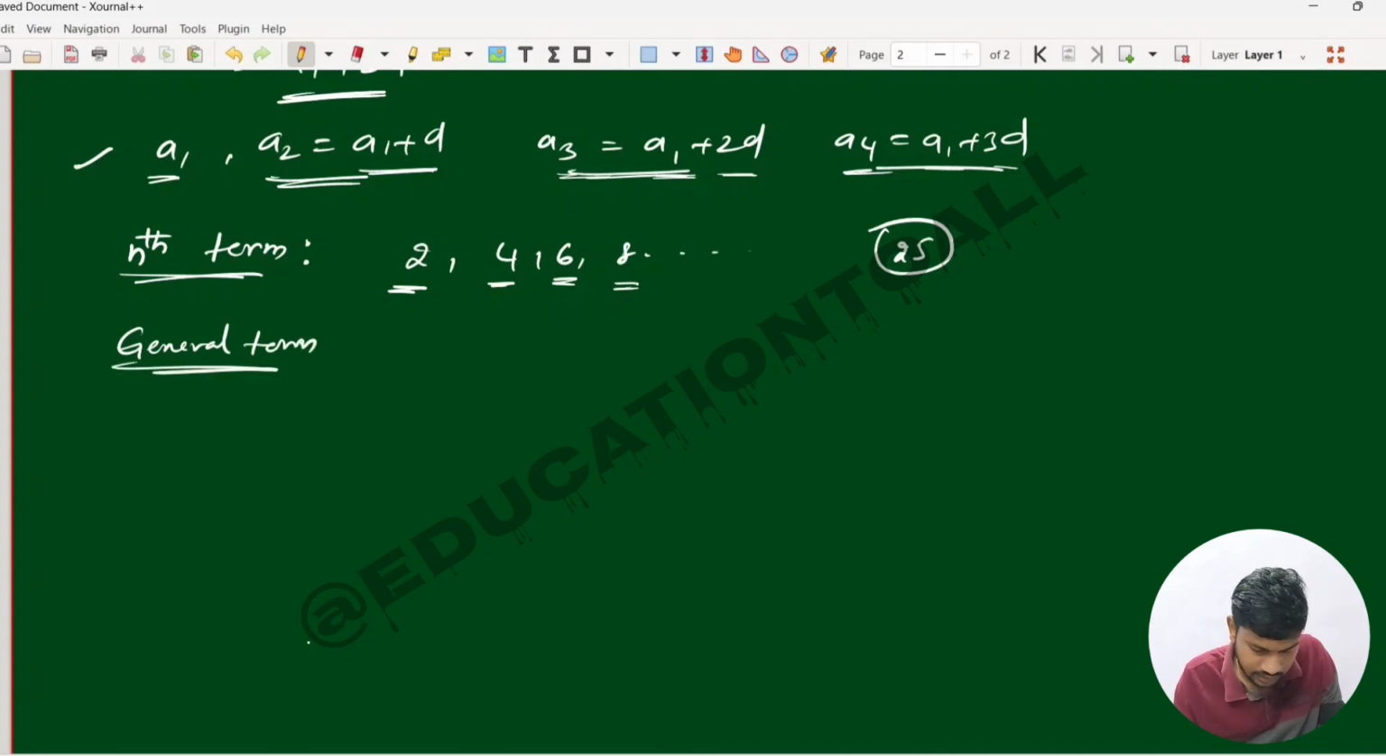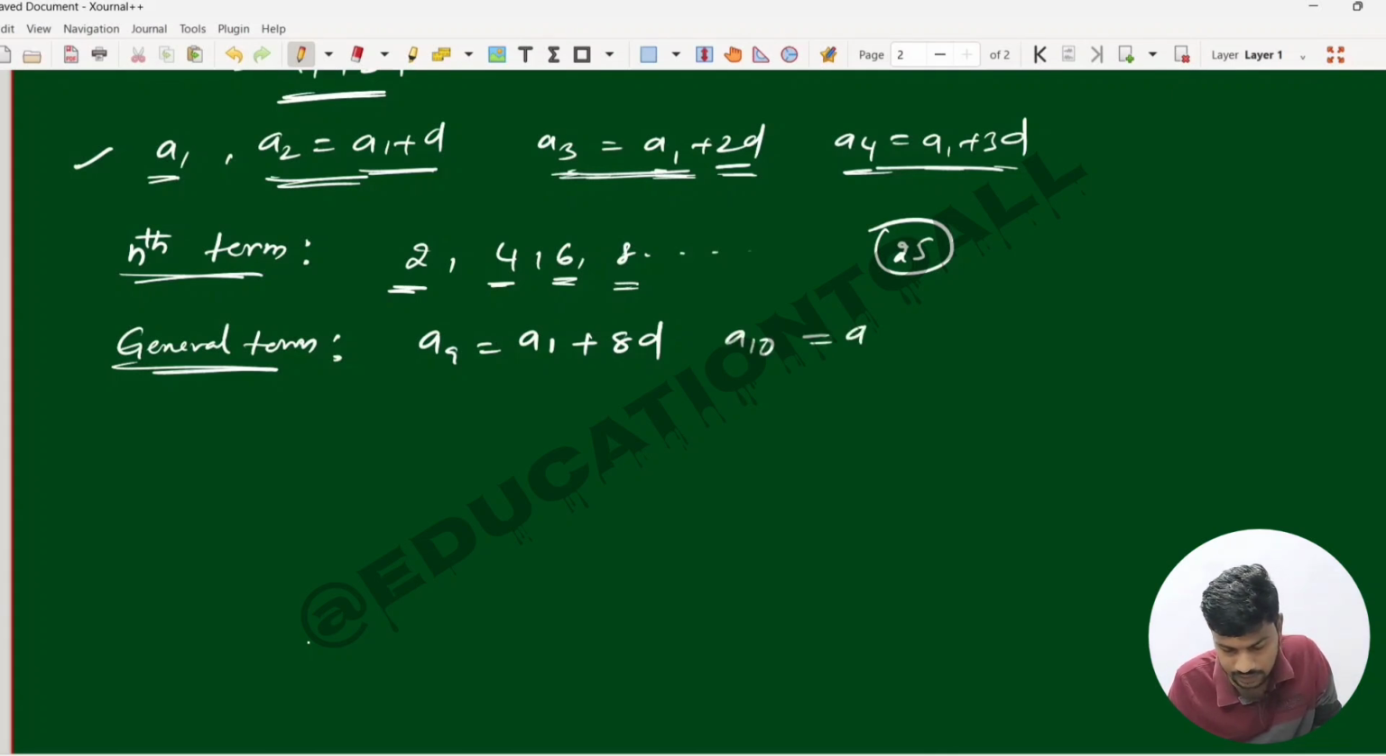How to find the general term? By observing, A3 means A1 plus 2D. Similarly, A9 means A1 plus 8D, one reduced. Similarly, A10 means A1 plus 9D. In the same way, An is indicated as the general term. Therefore, An is equal to A1 plus (n minus 1) into D.